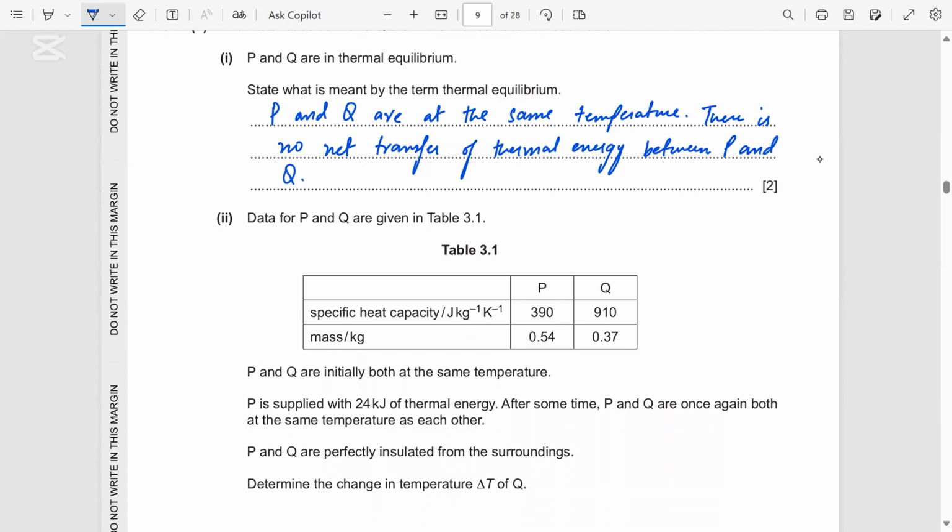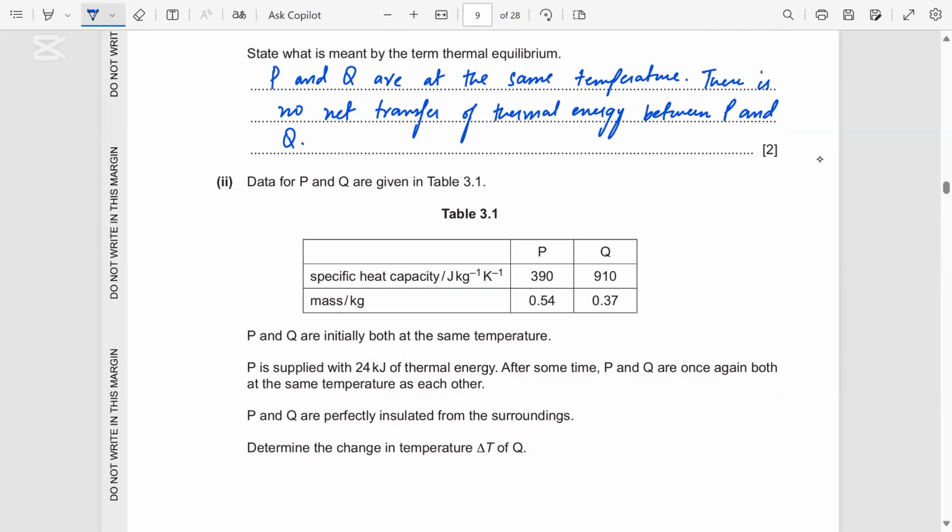P and Q are initially both at the same temperature. P is supplied with 24 kilojoules of thermal energy. After some time, P and Q are once again both at the same temperature as each other. P and Q are perfectly insulated from the surroundings. Determine the change in temperature delta T of Q.